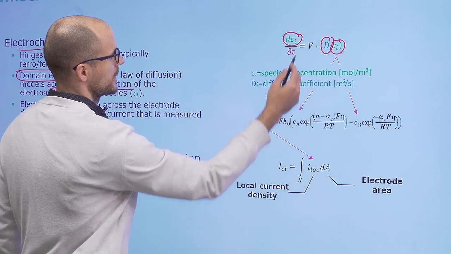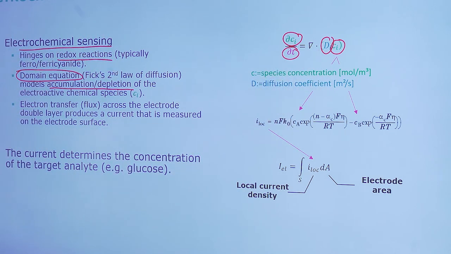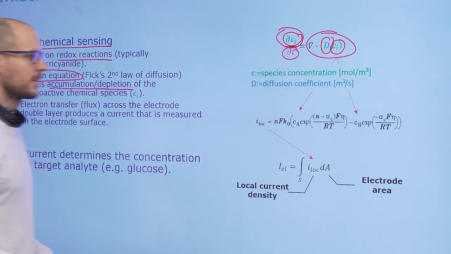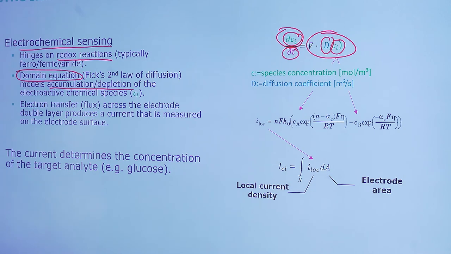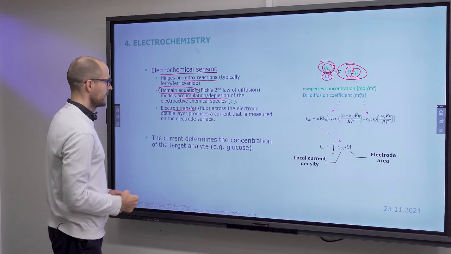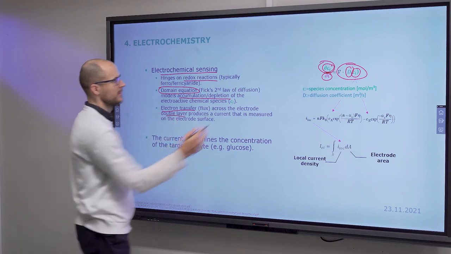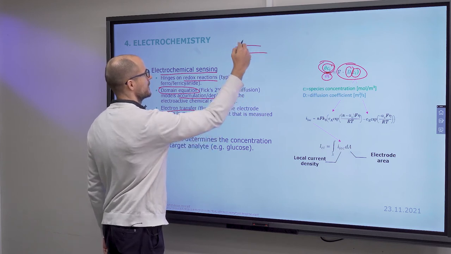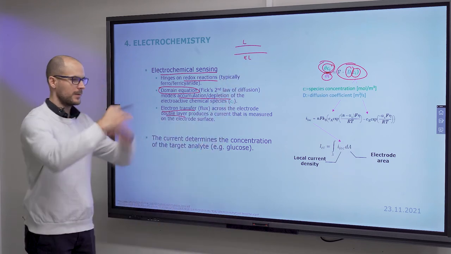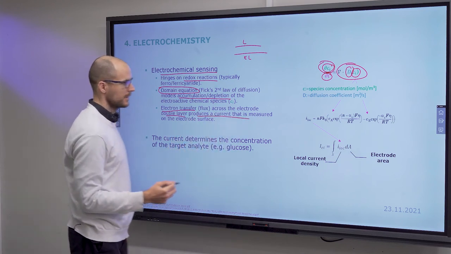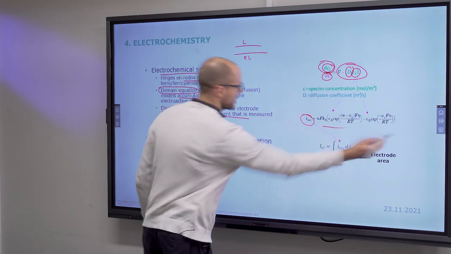This is your diffusion coefficient, and this is your differentiation in time. So the distribution of your concentration in time and in space is what we're talking about here by this domain equation. And then from that you can calculate the electron transfer across the electrode double layer. Double layer being the layer between your electrode and your liquid, where you have a polarization. And when a current is produced, that you can measure, but you can also estimate by calculating all of this.